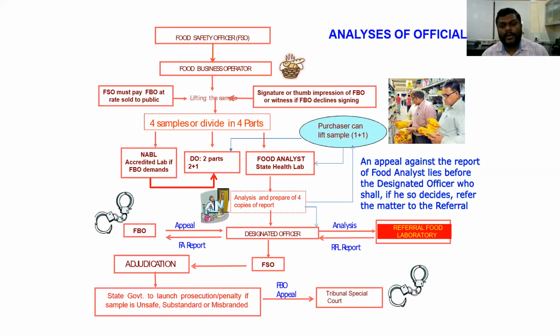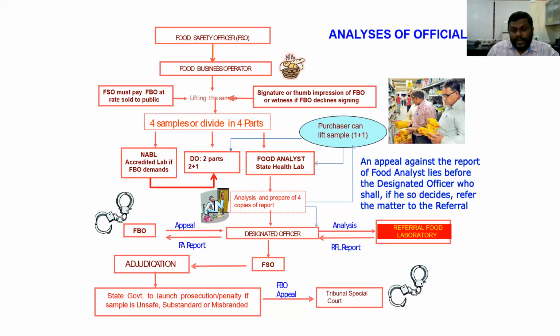But the food safety department has a very robust sampling. In every case, the food safety officer will collect 4 samples from that one investigation. Out of those 4, 1 sample will be sent to the state food safety laboratory. We have the state food safety laboratory in Nacharam, Telangana. So out of those 4, 1 will go to the state food laboratory, and of the other 3, 2 will be with the designated officer of that district.